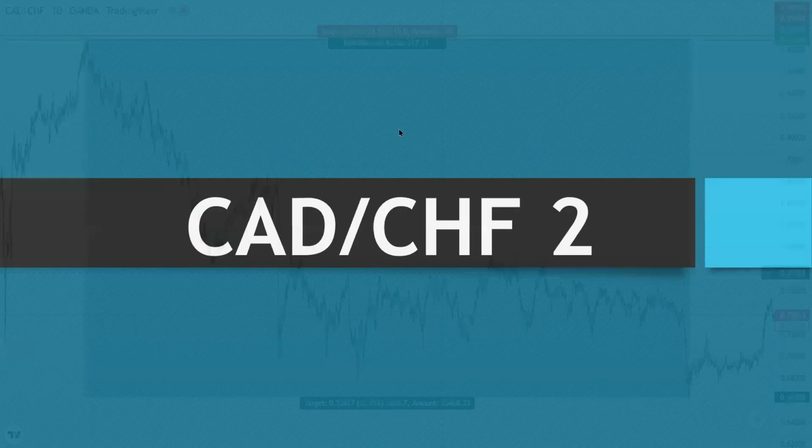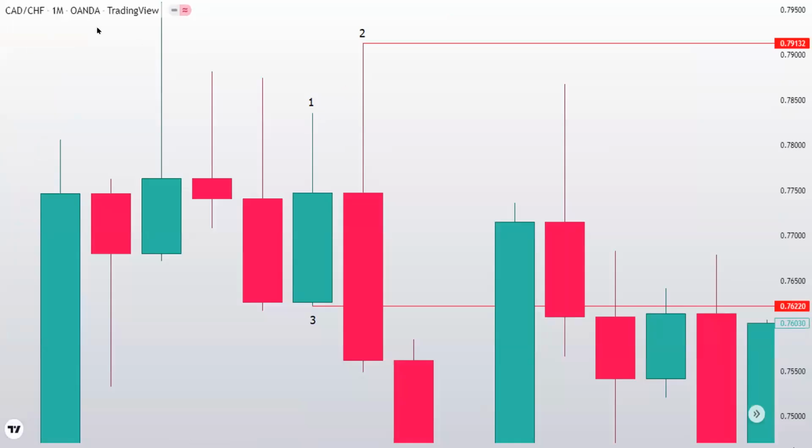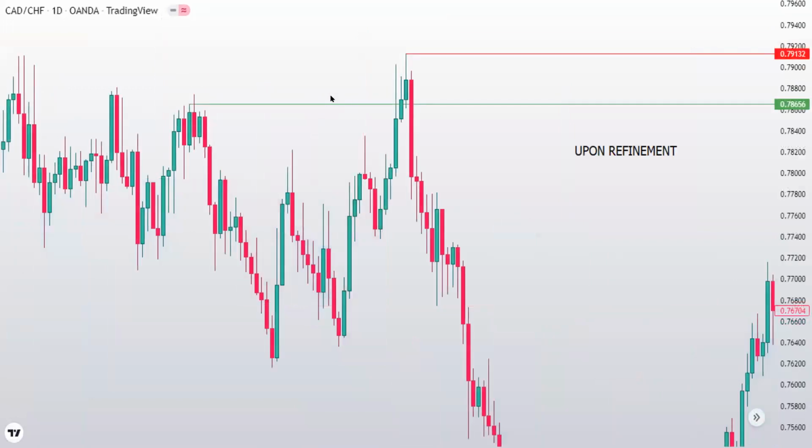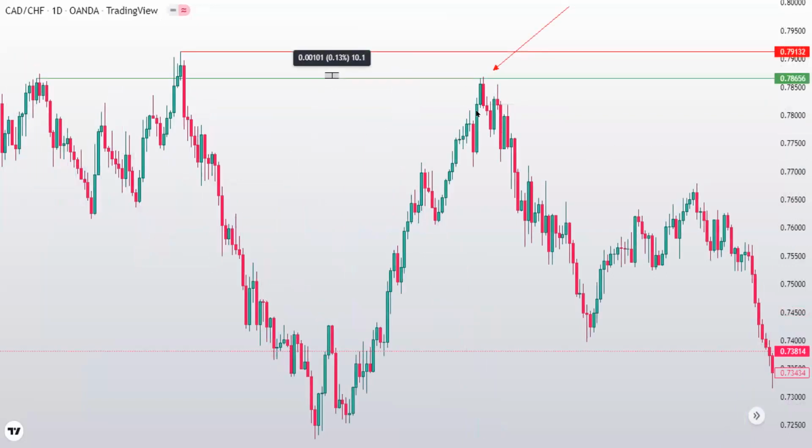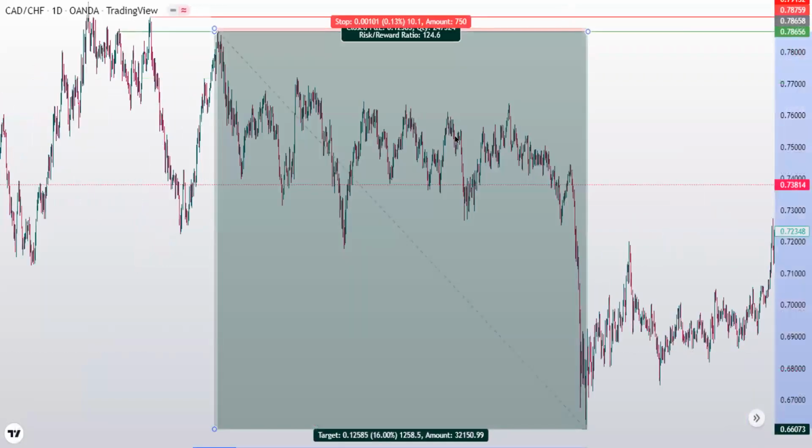Also, we have this CAD-CHF. We have this type 1 on monthly time frame. As you can see, market closed below, reacted above. And on daily time frame for refinement, this engineering was taken upon refinement based on 1 hour time frame. But even if you mark this on this specific time frame without any refinement, you could also take the entry based on 15 pips stop loss. The market came, tap into the entry point. It was an entry with zero drawdown. The market continues to go down almost 1,258 pips.